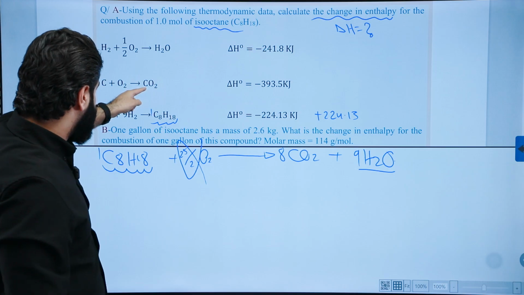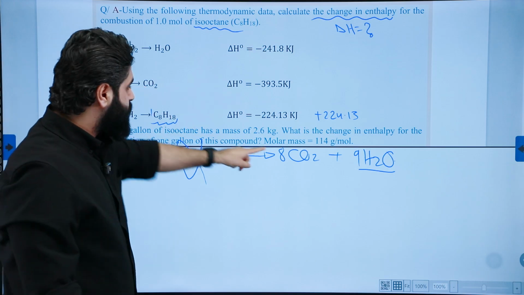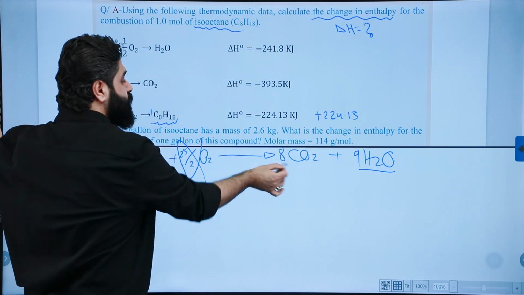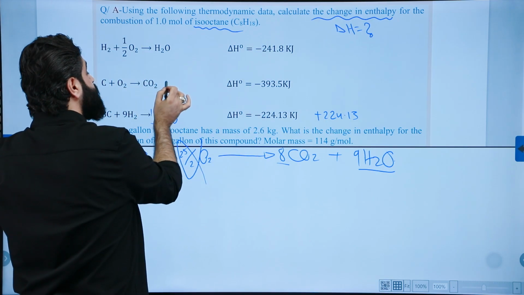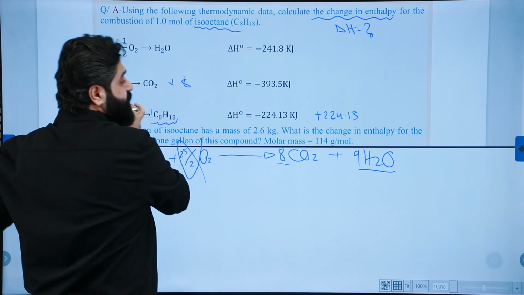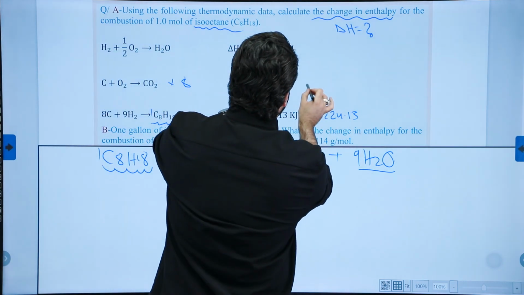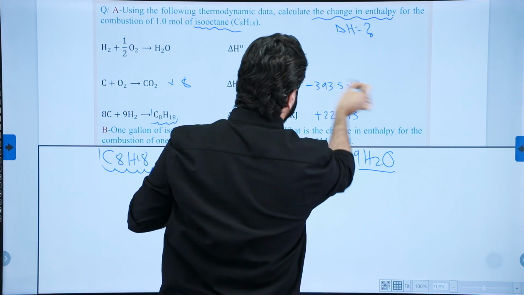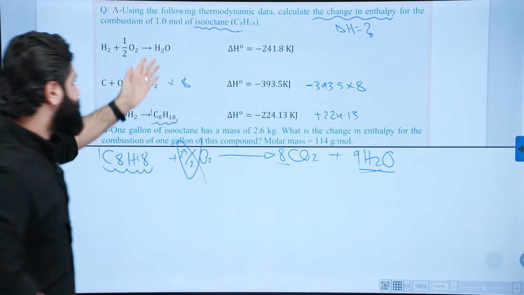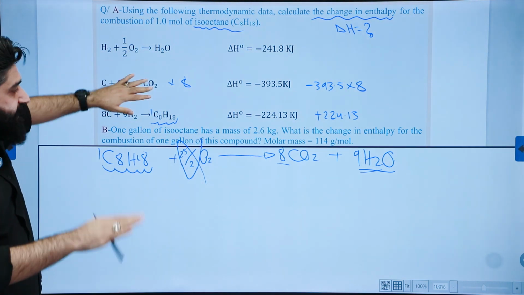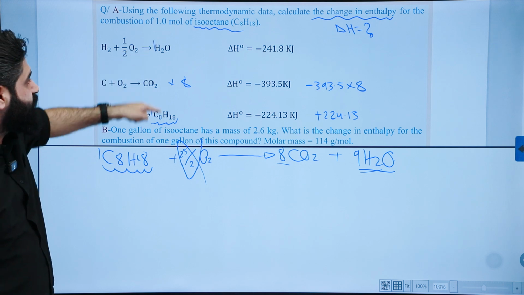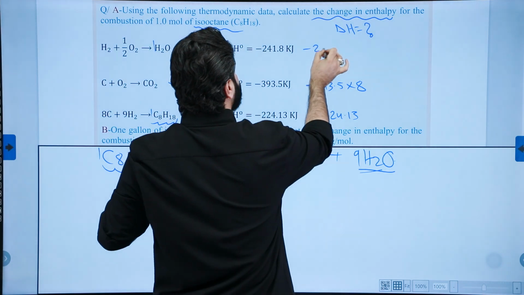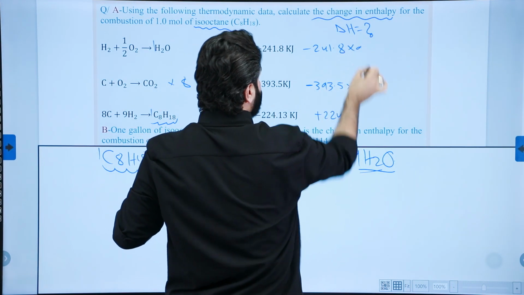CO2 is in the second equation. Both are located at the product side, but here we have 8 moles, here it's 1. So multiply the second one by 8. Good? Times negative 393.5 by 8. And then H2O. H2O is in the first reaction. They locate at the same side, but number of moles, this is 1, this is 9. Multiply the first one by 9. Negative 241.8 times 9, okay?